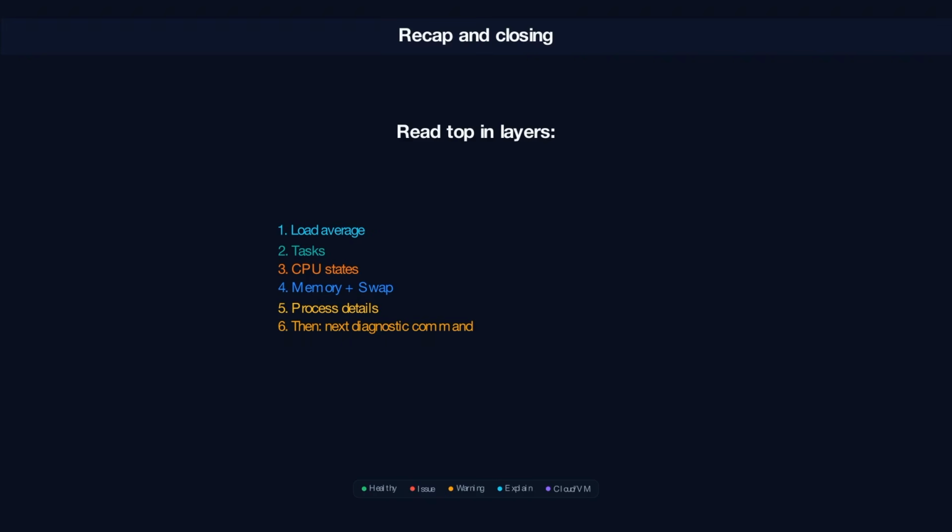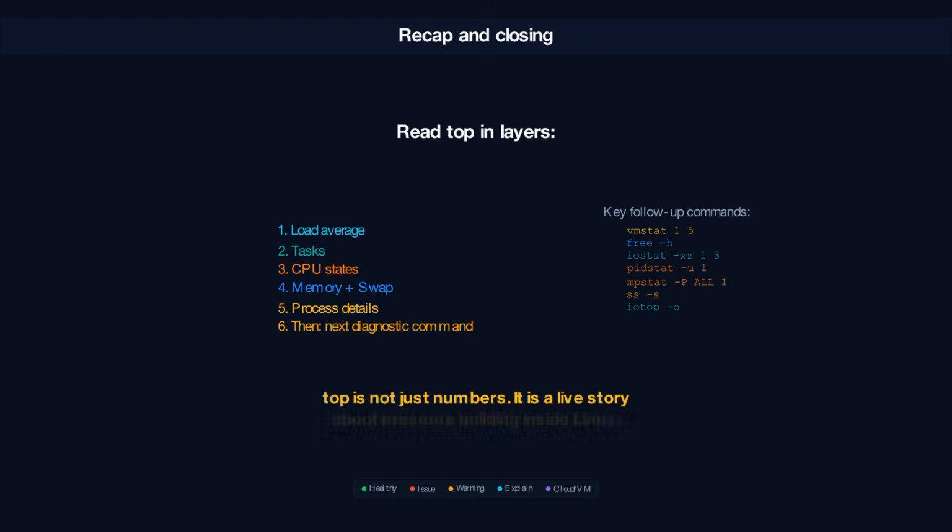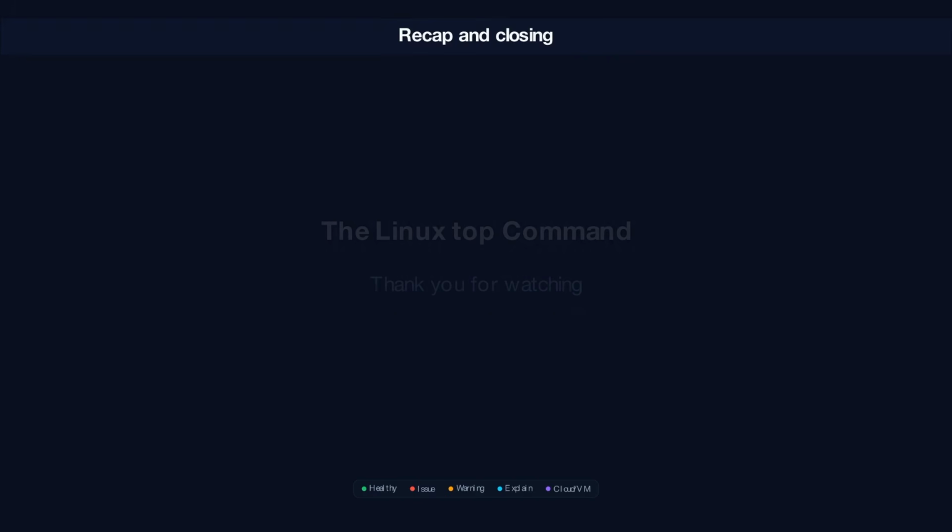Read top in layers. Start with load average, then tasks, then CPU states, then memory and swap, then drill into the process table. Use the next command that matches the symptom. Top is not just a screen of numbers. It is a live story about pressure building inside your Linux machine. Pressure, resource, culprit, next command. That is the mental model.